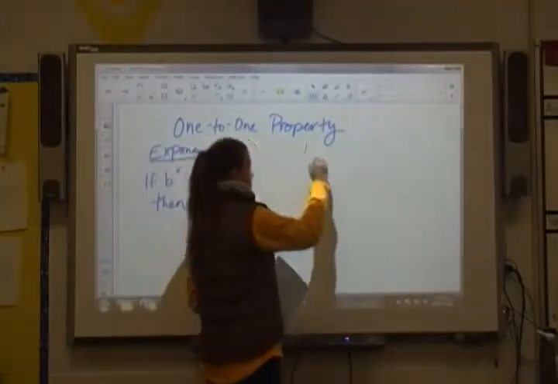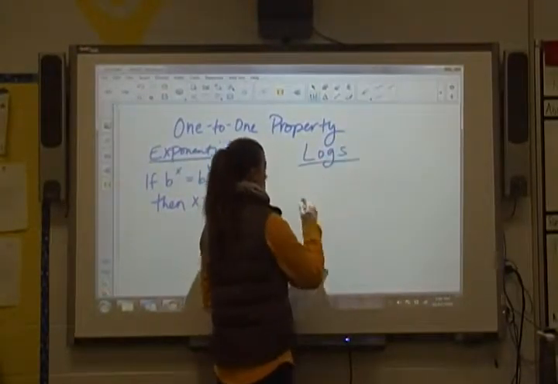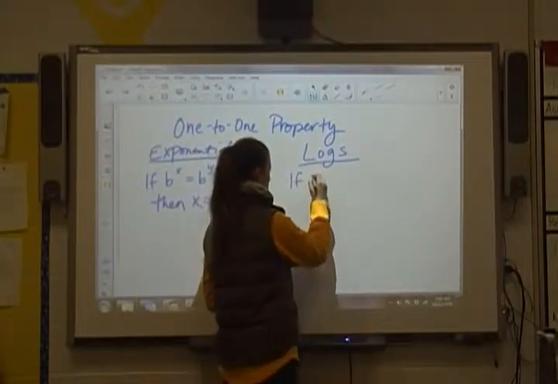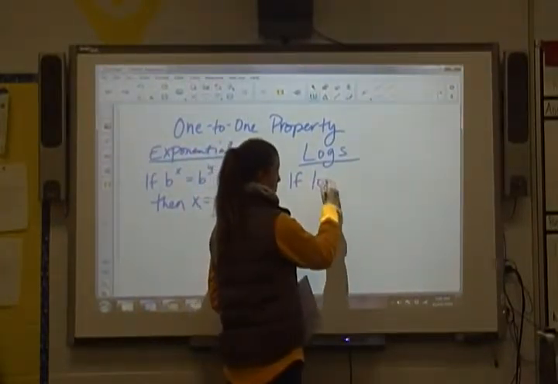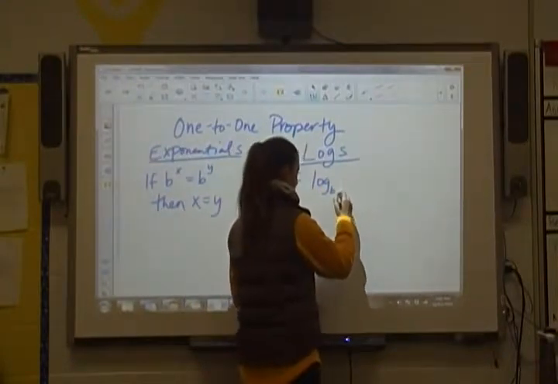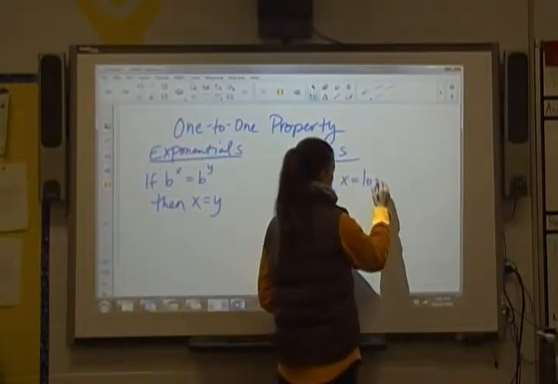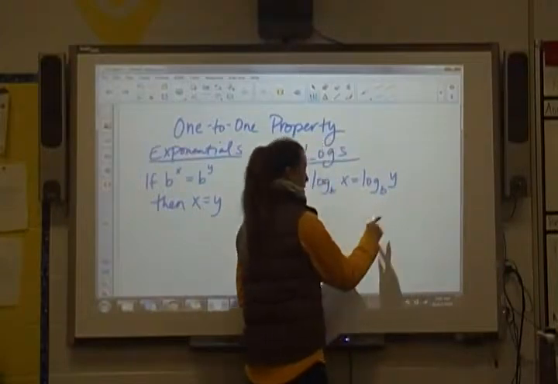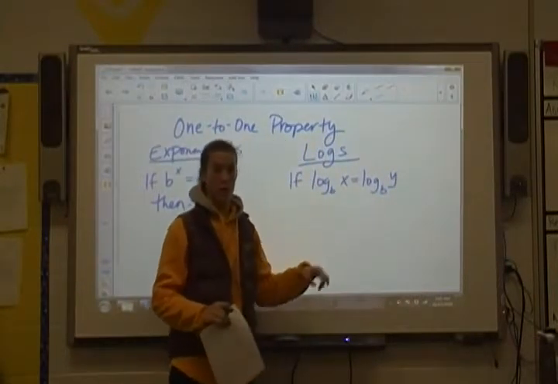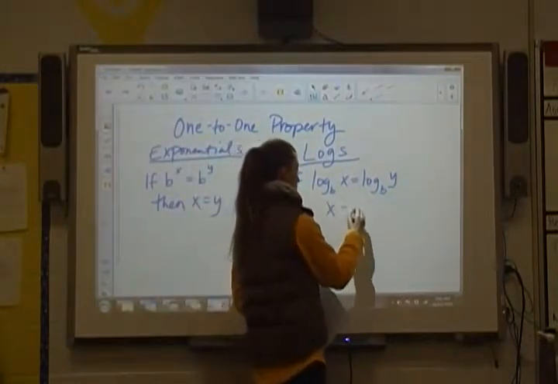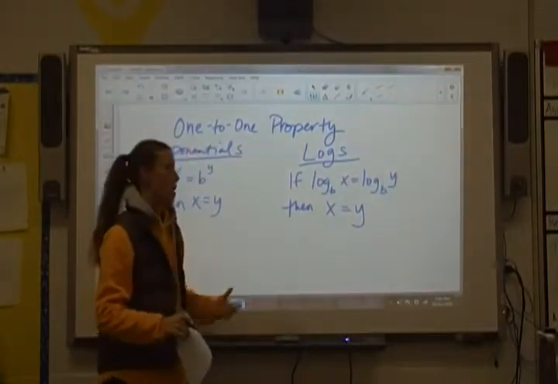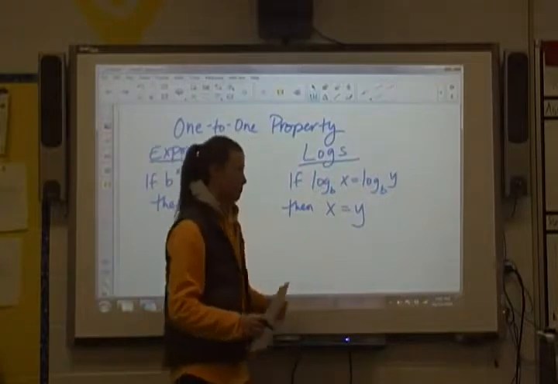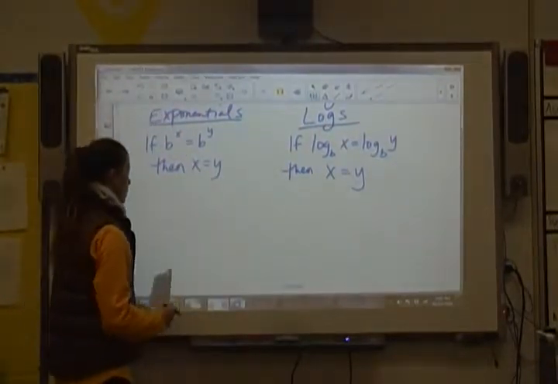For logs, if we have two logs with the same base, log base b of x is equal to log base b of y, same thing. The bases are the same, then x has to equal y. So we're going to use that property to help us solve some equations today. Let's look at our first example here.